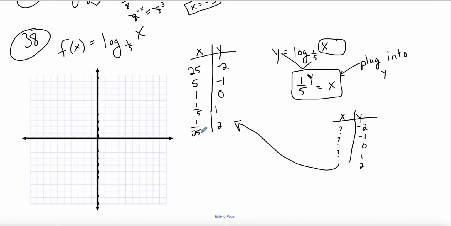So let's start at these values here because that's really close to my axis. 1/25, 2, 1/5, 1, 1, 0. Remember, that's the point that they all share, unless it's a transformation. 5, -1, we're here, and then 25, -2, we're kind of out here somewhere. So it's going to be like so. We kind of curve away from the axis here, and then my arrow right there. So that is our logarithmic graph of log base 1/5 of x.